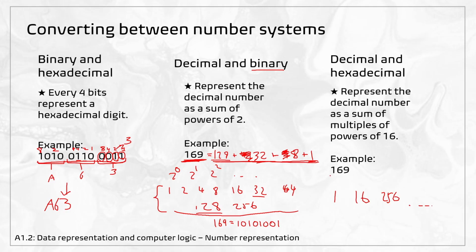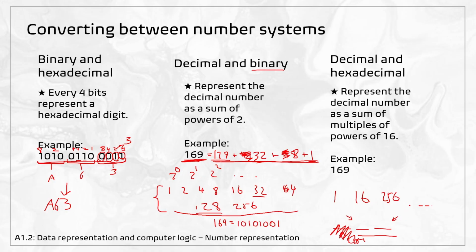So first of all, is 169 bigger than 256? No. This tells us that this hexadecimal number will only be 2 digits, because this third digit represents 256. But we won't be using this digit because 169 is less than 256. So we can just ignore this slot. We'll only have 2 digits. Now, we need to find a digit here and a digit here.